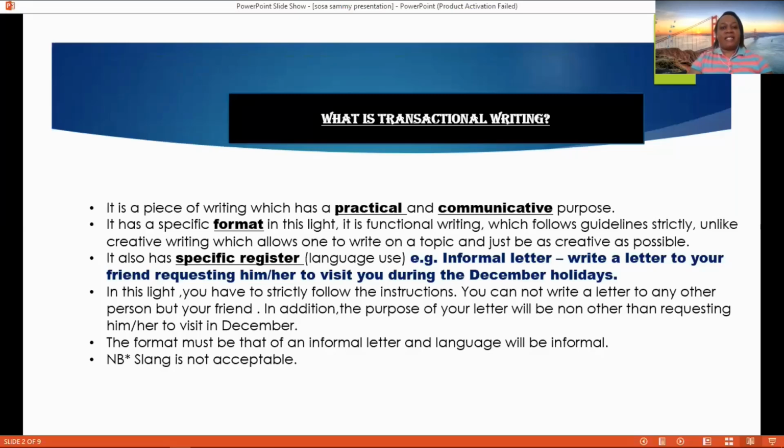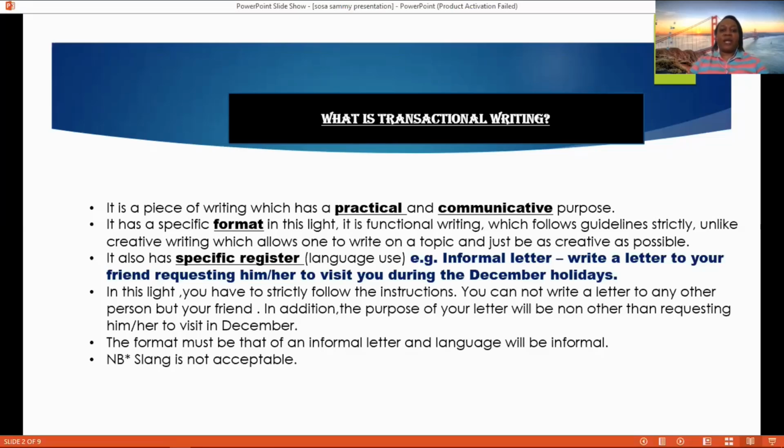What is transactional writing? Maybe that is the first question we need to interact with. Transactional writing is a piece of writing which has a practical and a communicative purpose. Practical and communicative are our keywords. So we need to take note of the purpose of that piece of writing, practically so, and what we need to also communicate in that piece of writing. We'll be seeing an example as we go along.